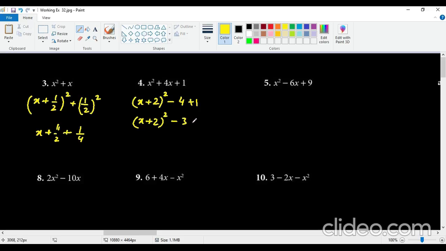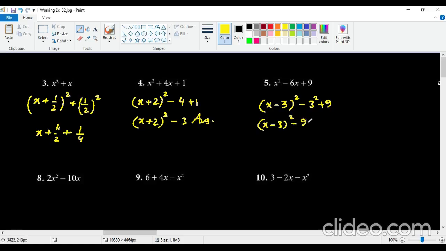Now comes question number 5. Here there is an additional plus 9. Be careful with this. What I will do is reform it: x minus, what is half of 6? Half of 6 is 3. Make it a whole square, and you just need to add here minus 3 square. And plus 9 will stay the same. Now here, x minus 3 whole square minus 9 plus 9.